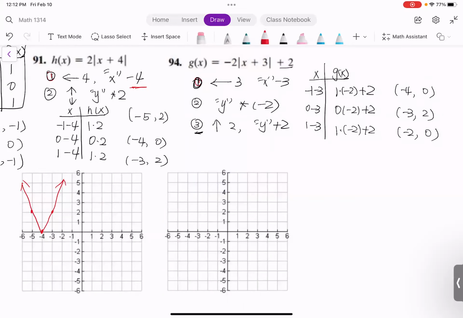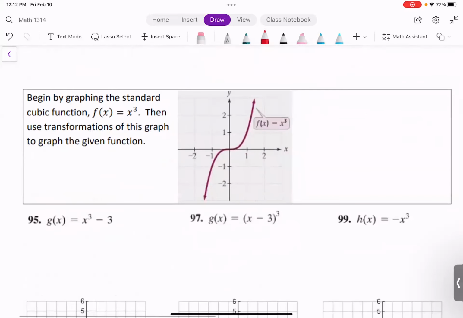Okay, let's plot the new key points. -4, 0 here. -3, 2 here. -2, 0 here. Then line them up. Okay, that's the graph. Let's see the next one.